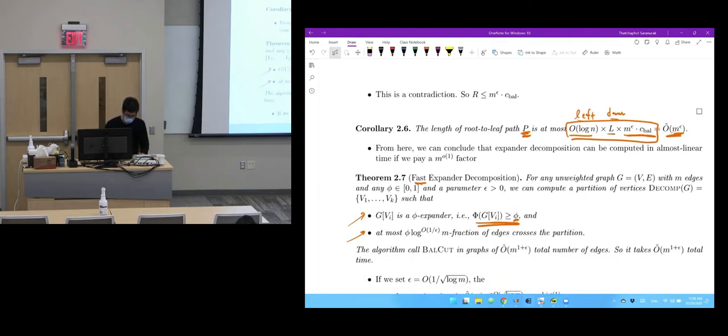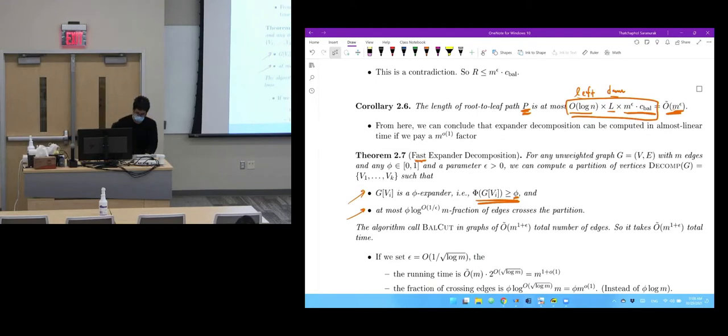Which is why we can just say that the algorithm basically calls a balanced cut in graphs of total size like m per level, and there are something like m to the epsilon number of levels. So the total size of the graph that we call this thing on is this many edges. And because we know that the balanced cut can also be solved in near-linear time, the total time is m to the 1 plus epsilon.